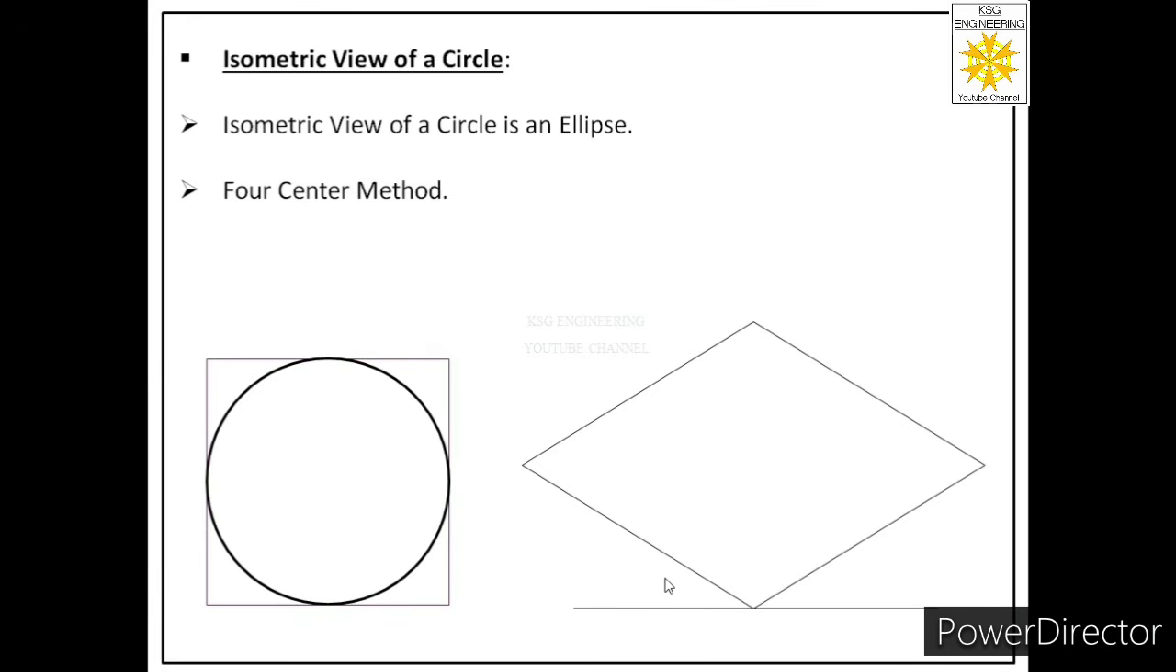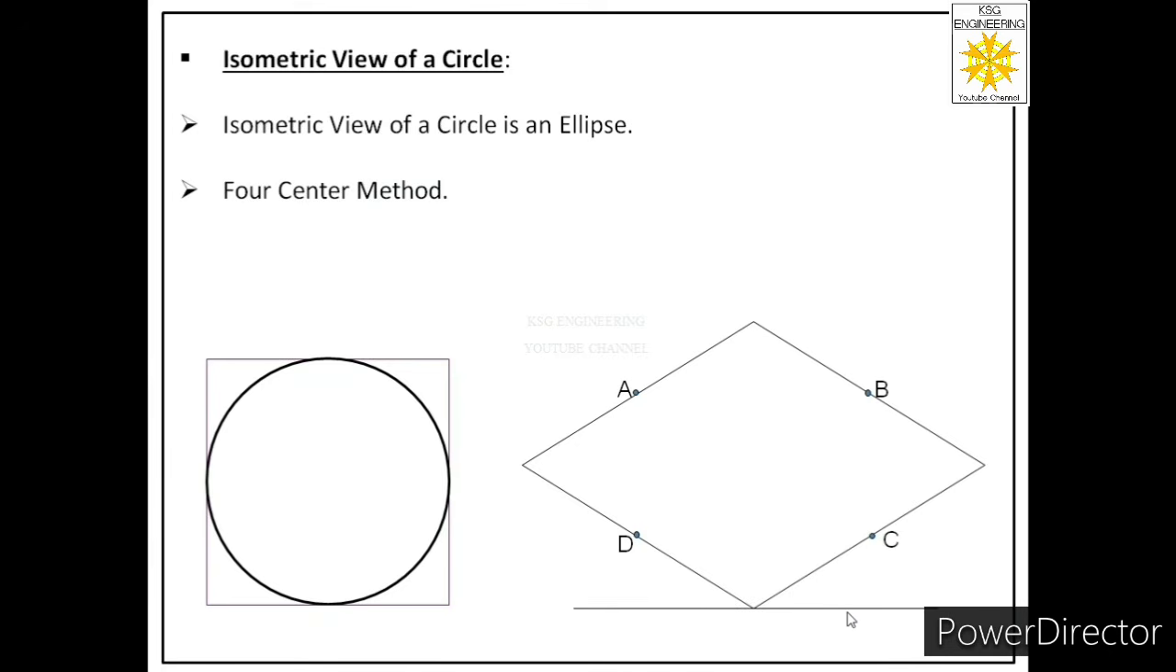Now let us see what we do in the 4 center method. In the next step, we mark the midpoints of these sides. So if this is 50, the midpoint will be at 25. Similarly for these sides, the midpoint will be at 25. So let us mark these midpoints and name them A, B, C, D.